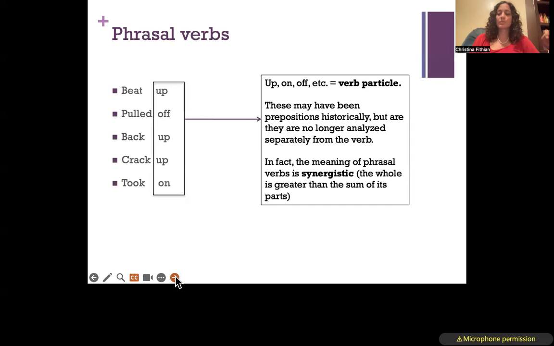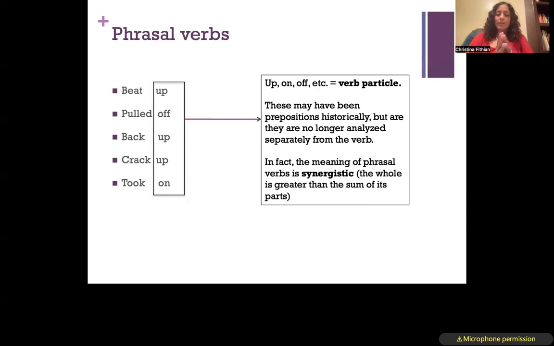Okay, we've got tons of them, like beat up and pulled off, back up, crack up, take on, like we saw earlier. And you'll notice that almost all of these have what looks like a preposition after it. Well, when it's in the context of a phrasal verb, it's no longer a preposition. It's what we call a verb particle. It goes along with the verb. So historically, these were prepositions, and they were analyzed along with the noun phrase that came after them as one unit in a prepositional phrase. But over time, grammar shifts and grammar changes, and now they're no longer analyzed as a preposition separately from the verb.